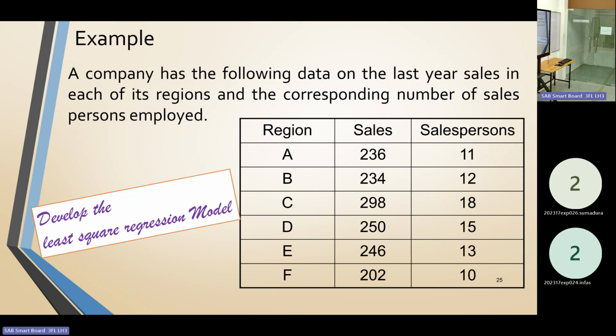A company has the following data on last year's sales in each of its regions and the corresponding number of salespersons employed. Develop the least square regression model.